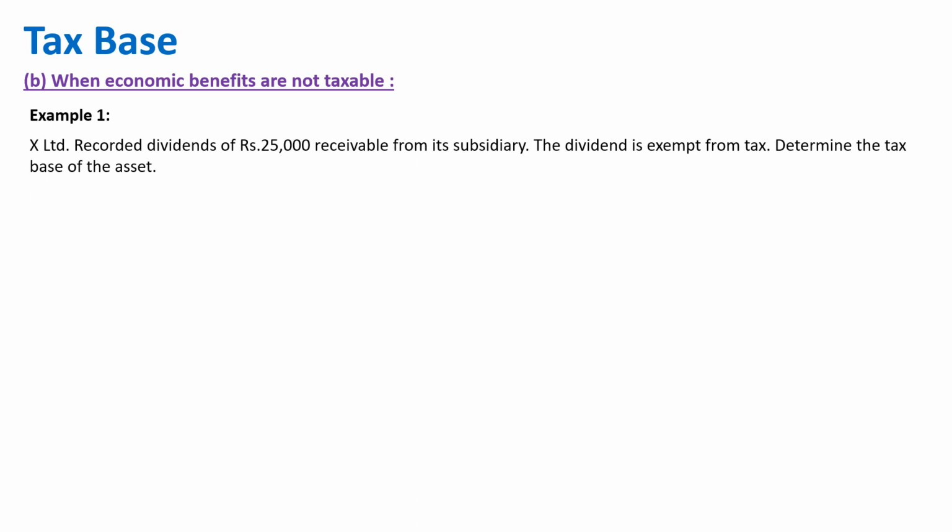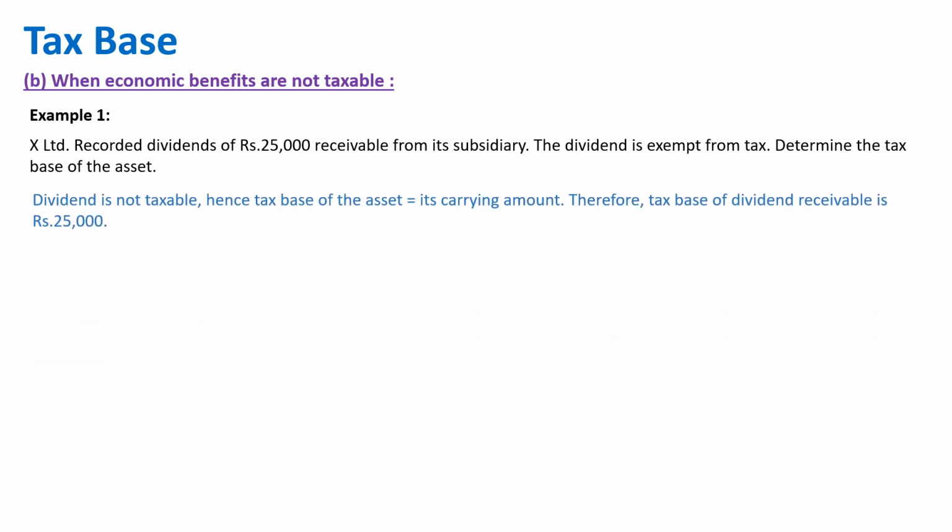Now let's see a few examples where the economic benefits are not taxable and how the tax base is calculated. X Limited recorded dividends of rupees 25,000 receivable from its subsidiary. The dividend is exempt from tax. Determine the tax base of the asset. So dividend is not taxable, hence tax base of the asset equal to its carrying amount. Therefore, tax base of dividend receivable is 25,000 rupees.